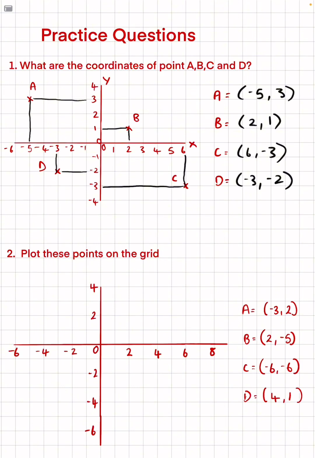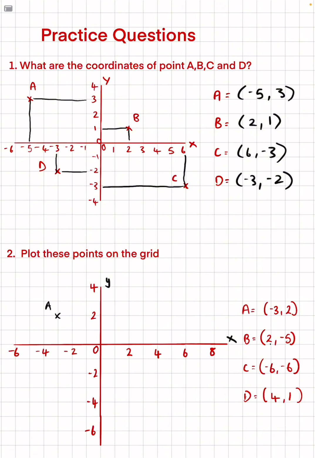Here we have the points and here is the grid. This is the x-axis and here is the y-axis. Point A is (-3, 2). So the x-coordinate comes first. If we find -3 on the x-axis, which is here, and then we've got +2. So -3 is here. If we go up, we've got +2 here. We can label this point A.